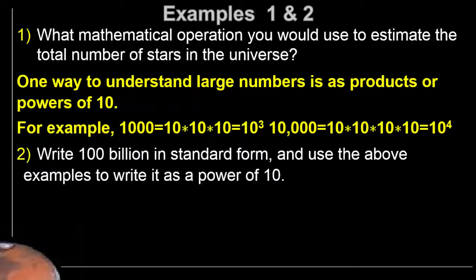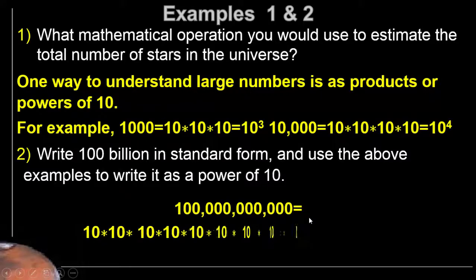In example number 2, we're asked to write 100 billion in standard notation and use the above examples to write it as a power of 10. So here we have 100 billion. We have to know how many zeros billion would represent. So 100 billion means it would be 100 with 9 zeros after it. That means we would have to multiply 11 tens: 10 times 10 times 10 times 10 times 10 times 10 times 10 times 10 times 10 times 10 times 10, which would be 10 to the 11th.